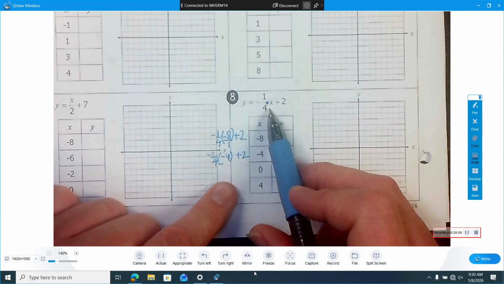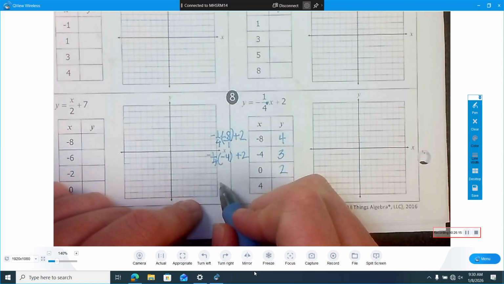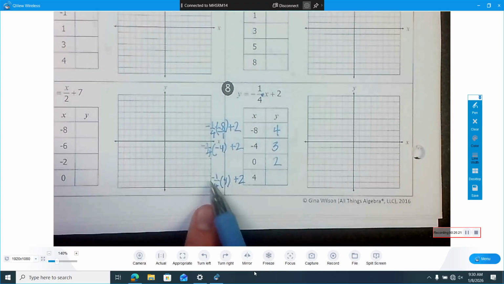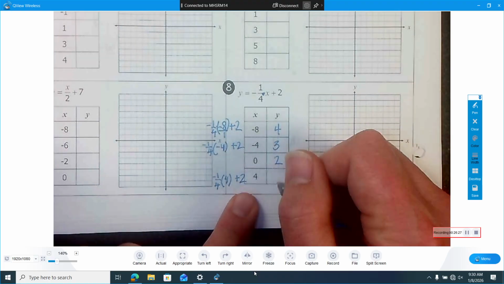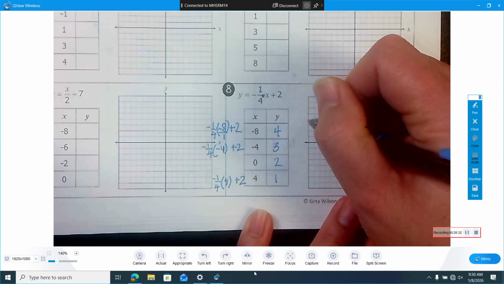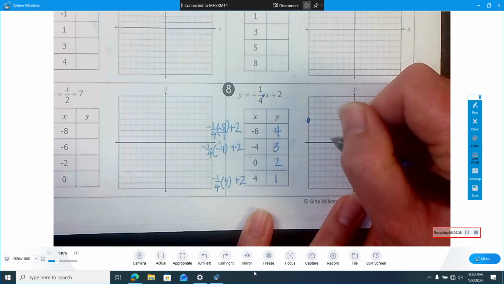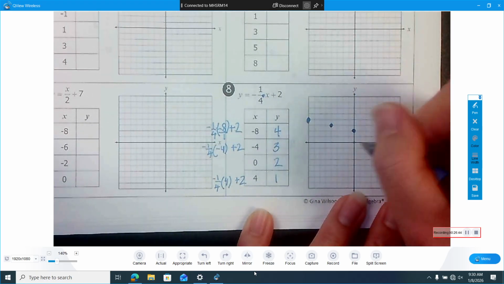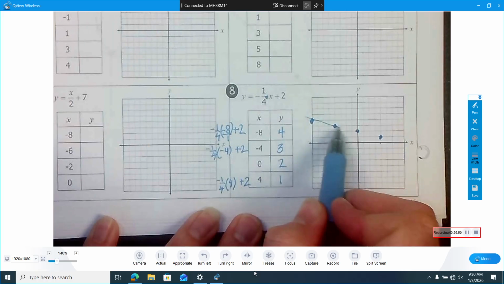What do I get when I plug in a 0? 0 plus 2 is 2. And then I have negative 1/4 times the 4 plus the 2. What is a fourth of 4? Negative 1, yeah. So negative 1 plus 2 is 1. Good. So I'm negative 8 up 2, 3, 4. Negative 4, or left 4, 1, 2, 3, 4, up 3. 0 up 2, and 4 to the right, up 1. And there's our little line.